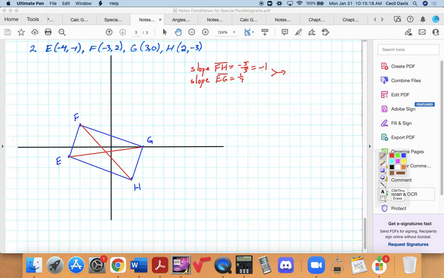So what does that tell us about those two segments? Are they a rhombus? Are these perpendicular? So FH and EG are not perpendicular. So this is not a rhombus.